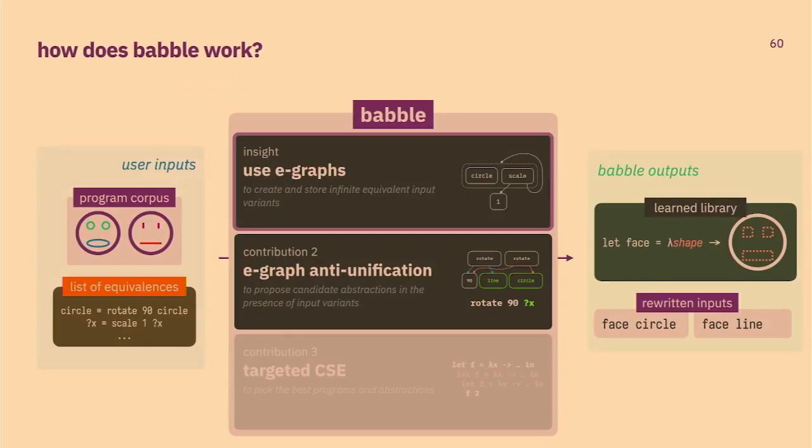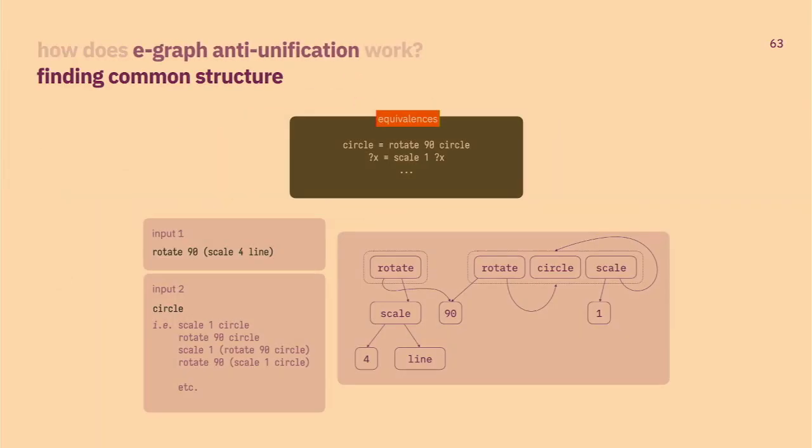So we can now create and store a bunch of these equivalent versions of our inputs. But how do we actually come up with candidate abstractions at this point? Well, that's what our second contribution, E-Graph Anti-unification, is for. So we're now dealing with an E-graph of programs, which could contain potentially infinitely many concrete terms. Because of that, we need to be more efficient and more picky in how we suggest candidate abstractions. And in particular, we want our abstractions to abide by two main criteria.